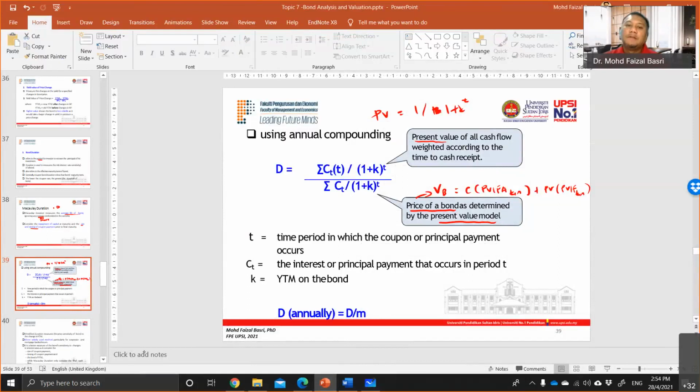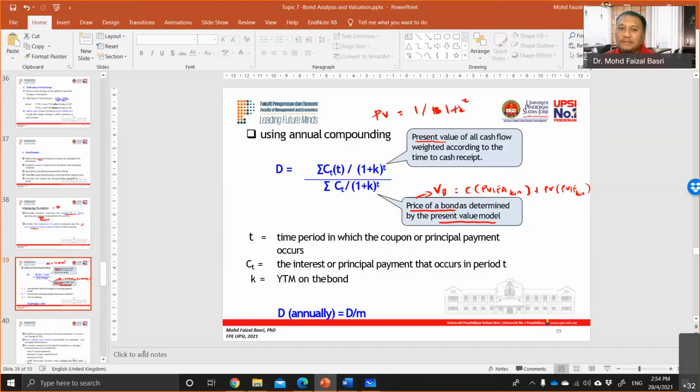So for period 1 until 7, it's just the coupon interest, whereas for period number 8, it will be coupon plus the principal of 1,000. So we've done our denominator. Now we want to find the numerator.